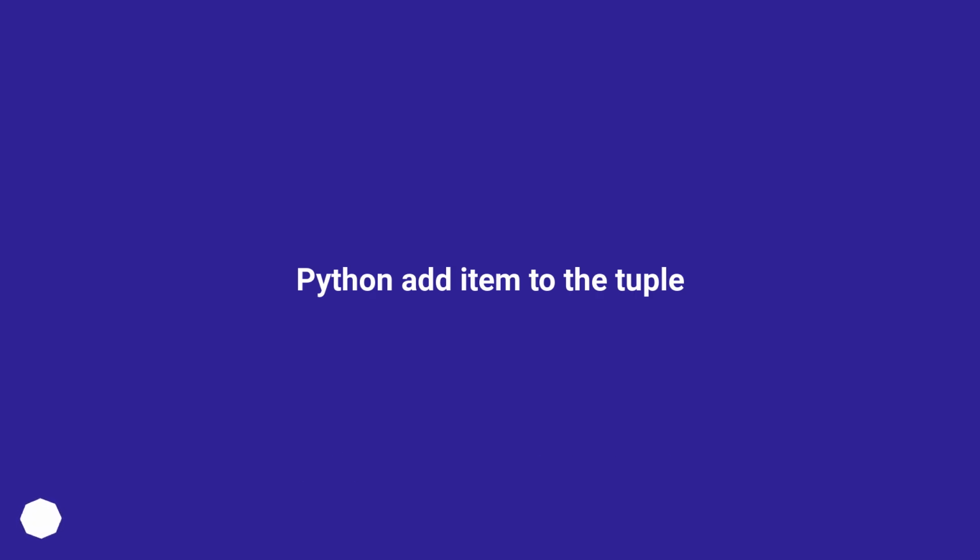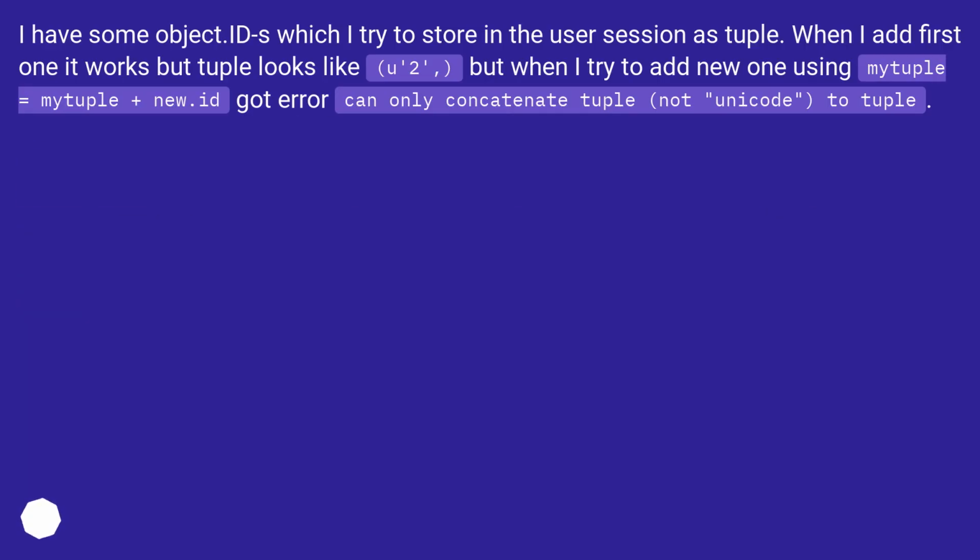Python add item to the tuple. I have some object.id_s which I try to store in the user session as a tuple. When I add the first one it works, the tuple looks like u'2', but when I try to add a new one using mytuple = mytuple + new.id, I get the error: can only concatenate tuple, not Unicode, to tuple.